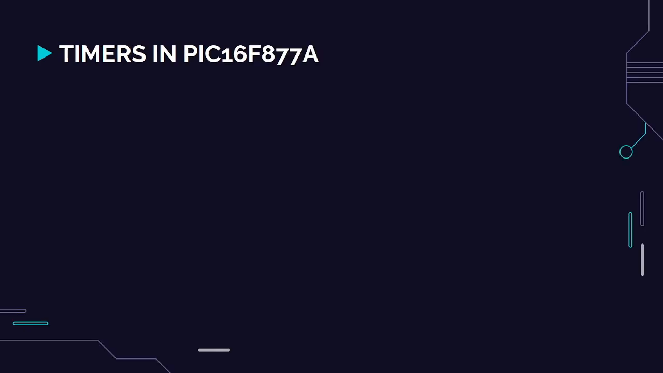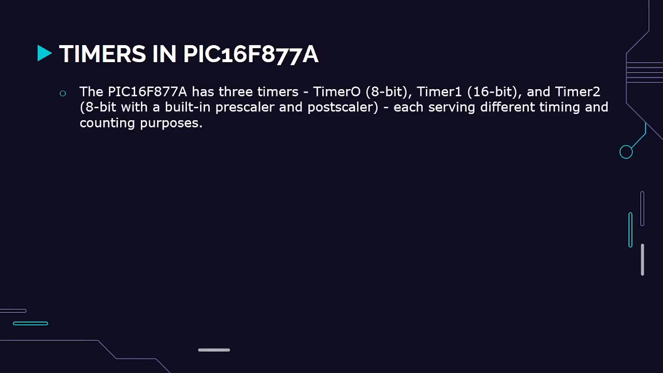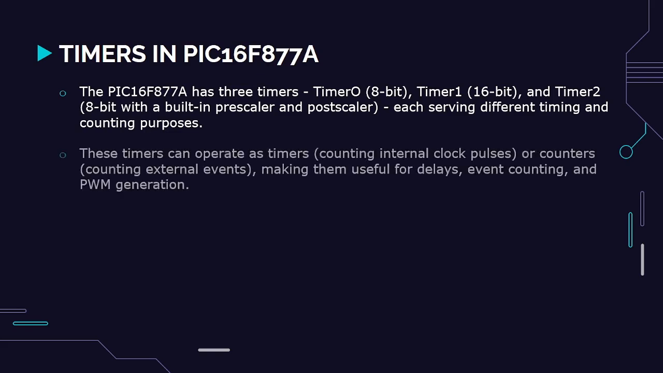Timers in this microcontroller. The PIC16F877A has 3 timers, timer 0, timer 1, timer 2. Timer 0 is 8-bit, timer 1 is 16-bit, and timer 2 is 8-bit with a built-in prescaler and postscaler, each serving different timing and counting purposes.